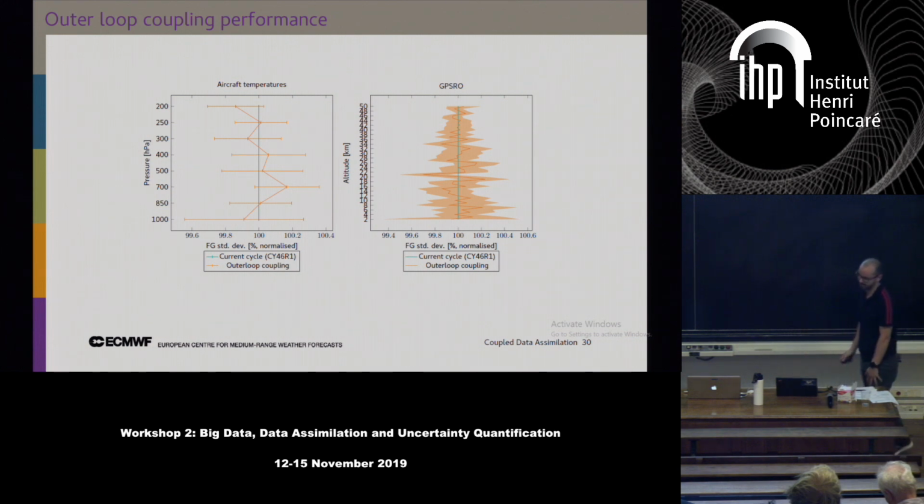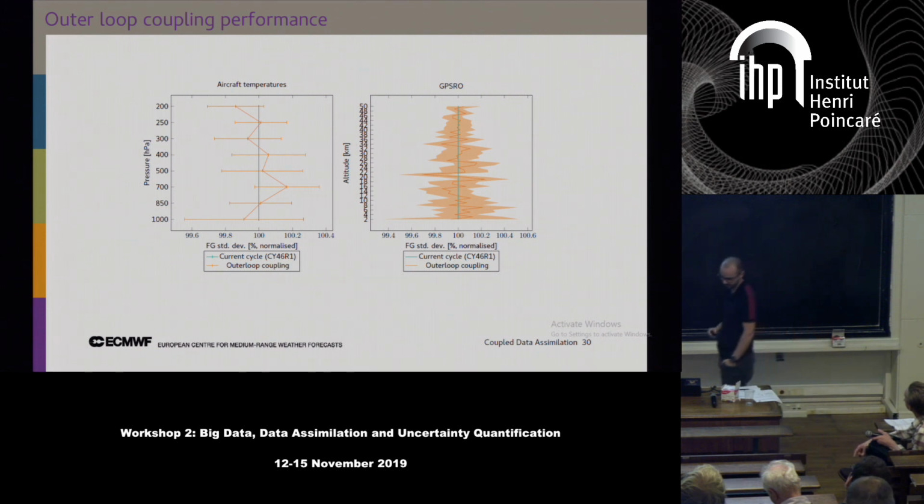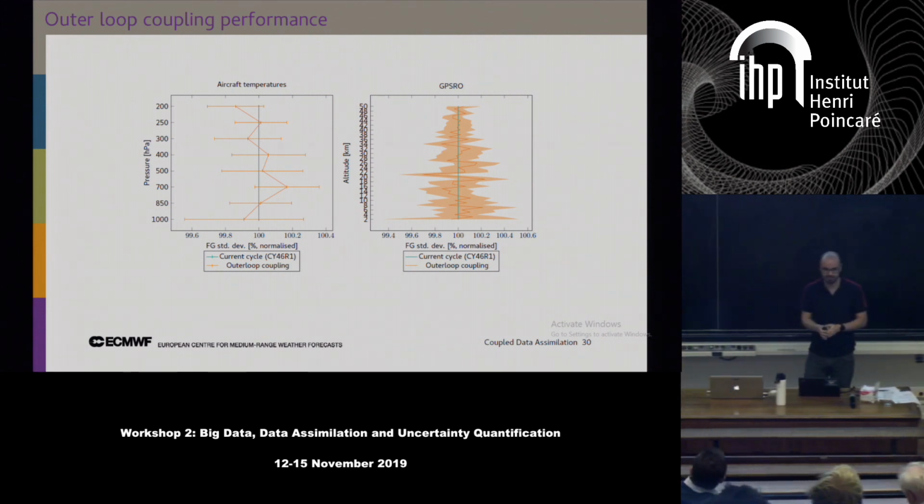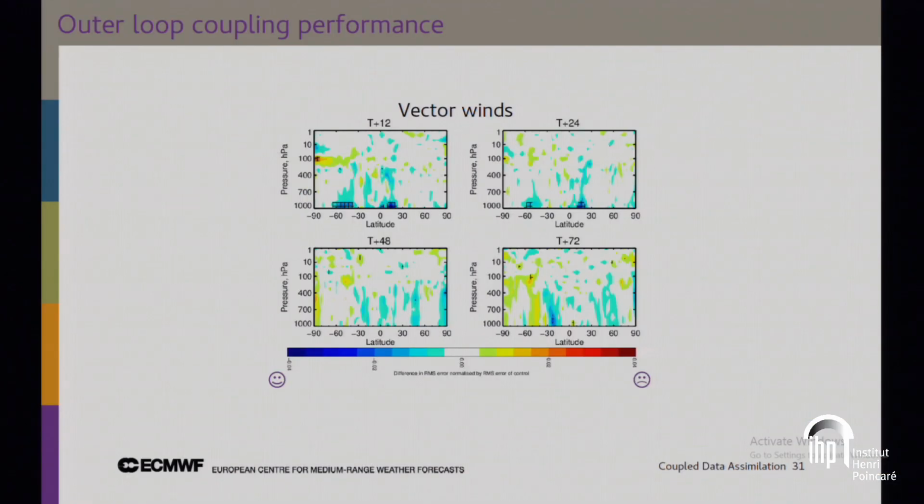If we measure against some observations and look at first guess fits, it's pretty neutral. So aircraft and against GPS radio occultation observations. Neutral is what we want, because if it's worse than neutral, we have to work out what needs to be ironed out. But we're getting some positive impacts. So the bar has now changed. These impacts are on top of what we got from the weak coupling.